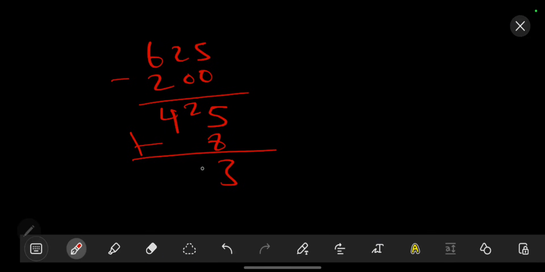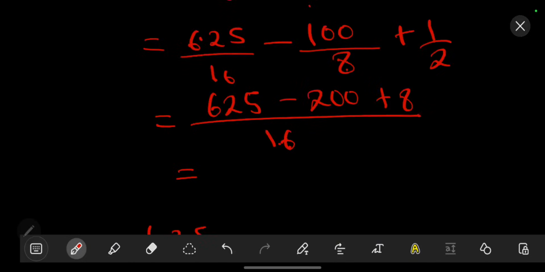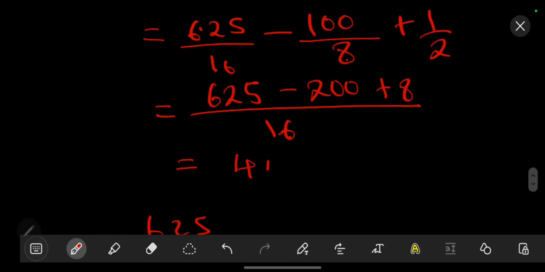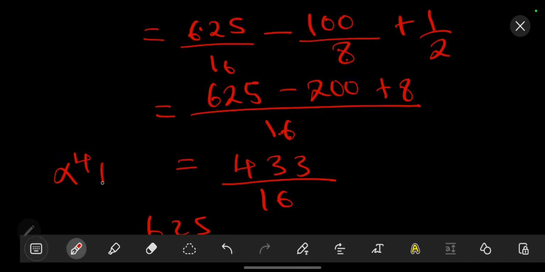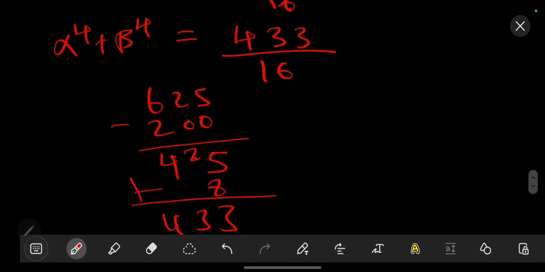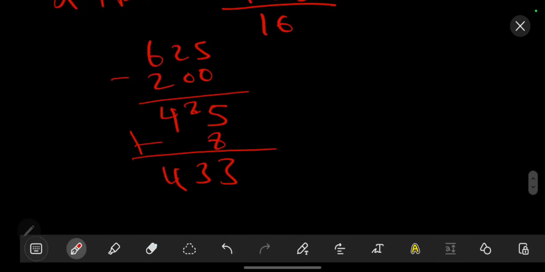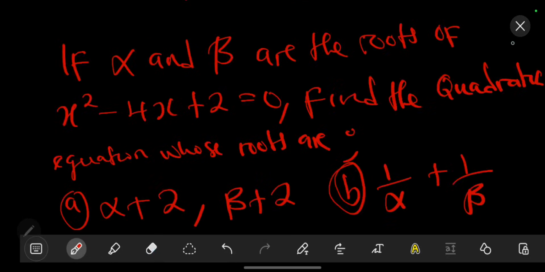Then we have a 2. We add 1. It's 3. So we have 433. So the value is 433 over 16. So this is our alpha to the power 4 plus our beta to the power of 4. That is how we deal with those problems. Let's just look at our last parts to finish the topic.